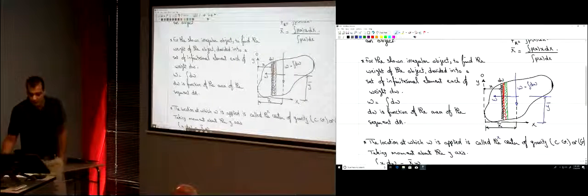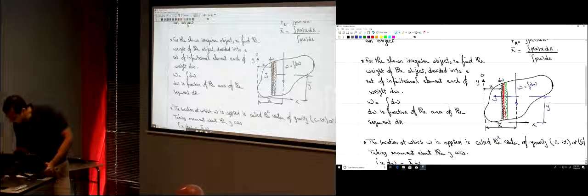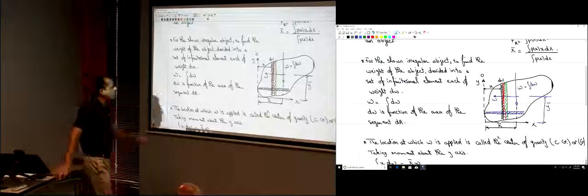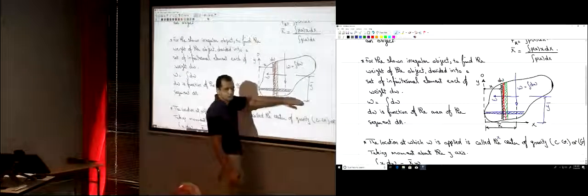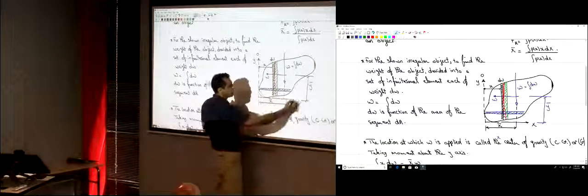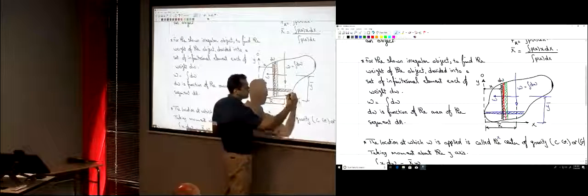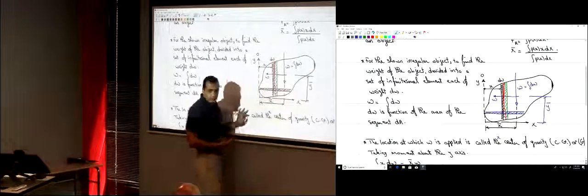So again, you're going to do the same, but now you're going to divide the object into segments parallel to the x-axis and take moment about the x-axis. So what's the moment of this? It's this dw multiplied by y, right?